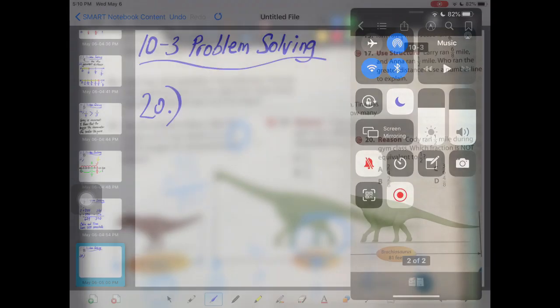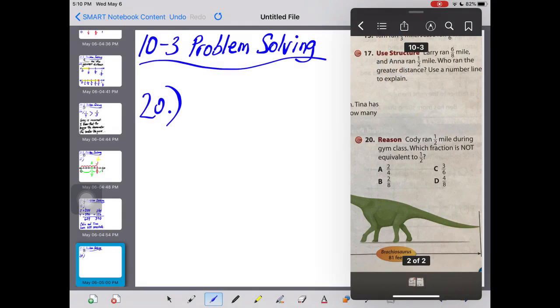All right, let's move on to 20 and finish this. Thanks for hanging in there with me, guys. We are on number 20, our last one. Let's take a look at this. Cody ran a half mile during gym class. Which fraction is not equivalent to 1/2? Equal, same size as 1/2. All right. You're going to probably need to do a number line or something like that, or maybe some fraction strips. And let's figure this out.